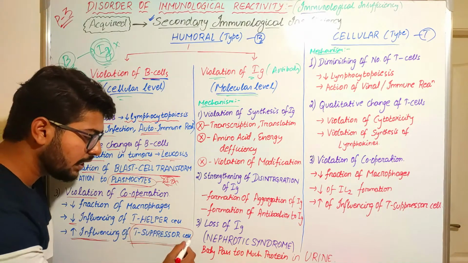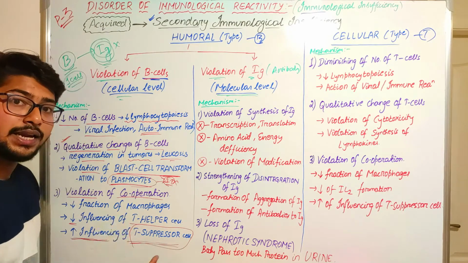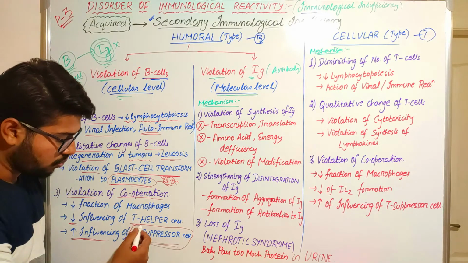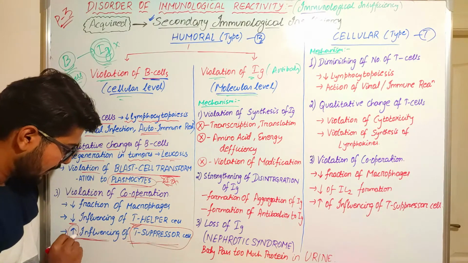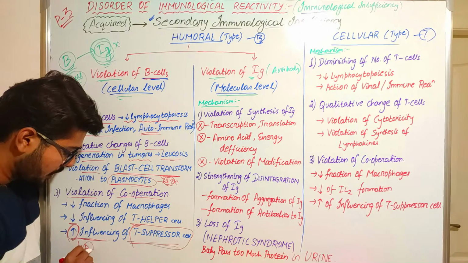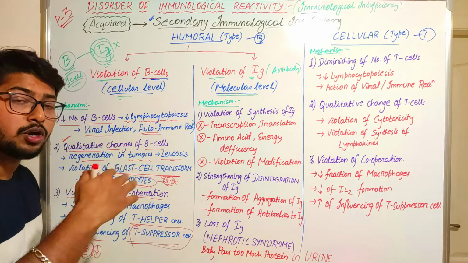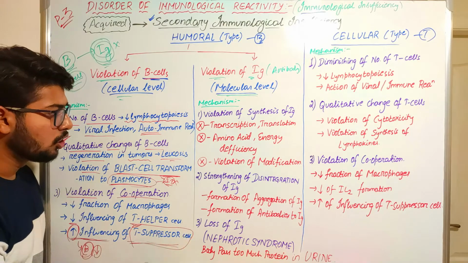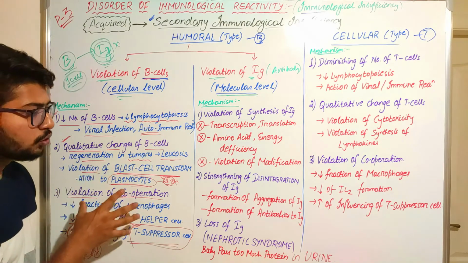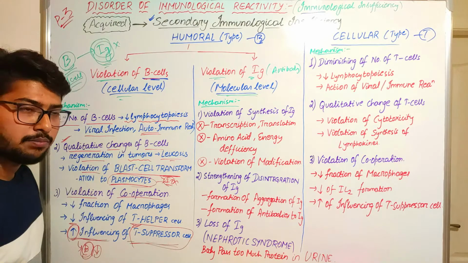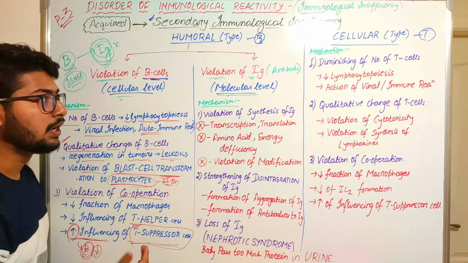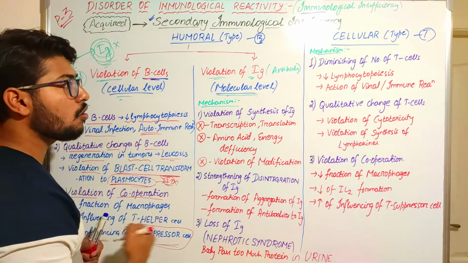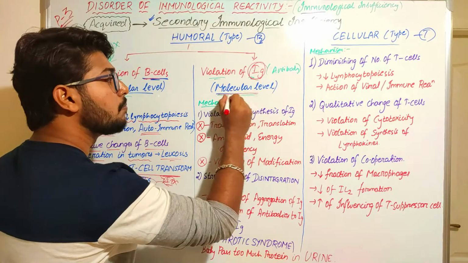So if its function increases, when the antigen is present, the body will not produce antibodies. It will stop the B lymphocytes from producing the antibodies. That is the reason why there will be a violation of cooperation. So these are the situations due to which there will be a violation of B lymphocytes at the cellular level. Next comes the violation of B lymphocytes, or of the antibodies, at the molecular level.